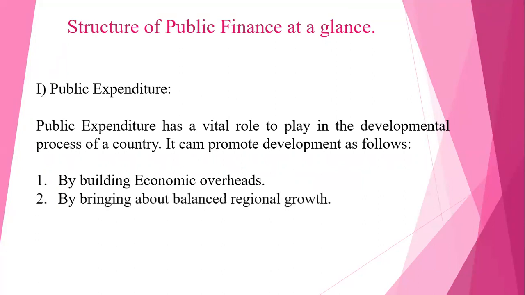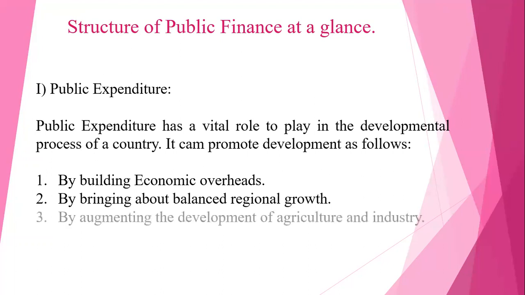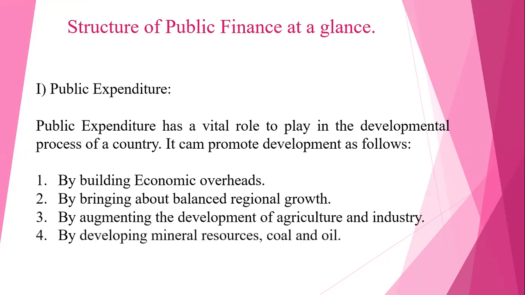Second point, by bringing about balanced regional growth, public expenditure can channelize the allocation of resources in a proper way and avoid lopsided development and correct regional imbalances. More public spending may be incurred in the backward regions to uplift their economy. Third point, by augmenting the development of agriculture and industry. Fourth, by developing mineral resources, coal and oil. Fifth one, by rural electrification programs.